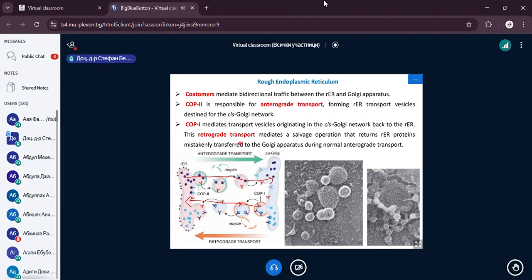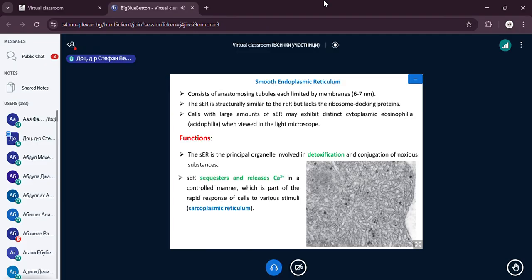Okay, so that's how molecules are transported to the endoplasmic reticulum and from the endoplasmic reticulum to the Golgi complex. And here you see a scanning electron micrograph showing coatomer type 2 vesicles budding from the cisterns of the endoplasmic reticulum, and here coatomer type 1 vesicles budding from the so-called cisterns of the Golgi apparatus. And that was about the rough endoplasmic reticulum.